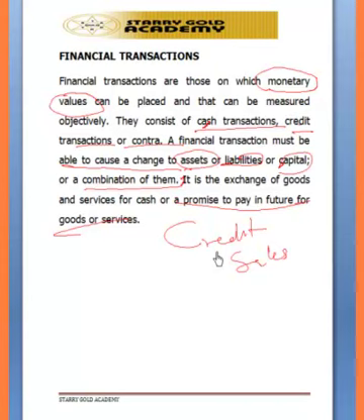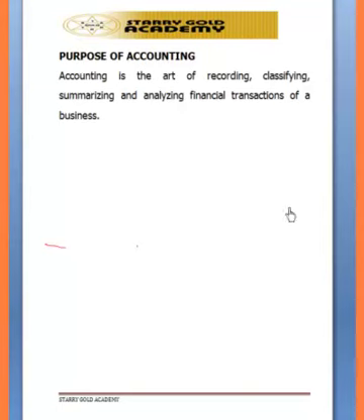So any transaction that can be measured objectively, that has a monetary value, that monetary value can be attached to it, shall constitute a financial transaction. We now move straight to the purpose of accounting. The purpose of accounting: why do we keep financial record? Why do we account for past transactions? I told you earlier on that the purpose of accounting is centered on accountability. The watchword for accounting is accountability.